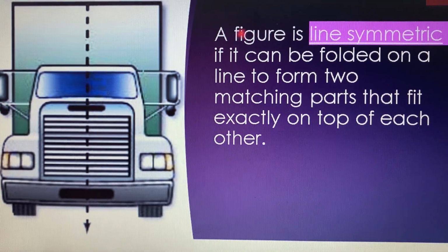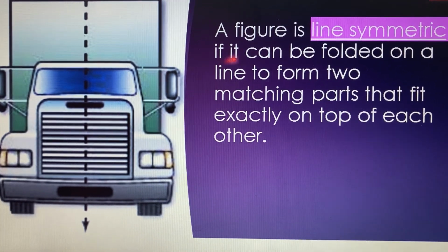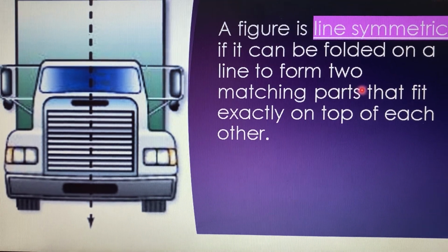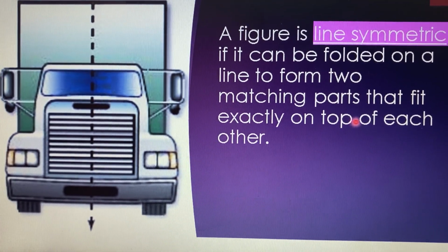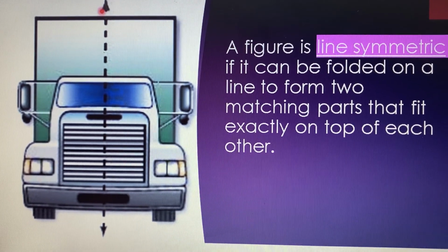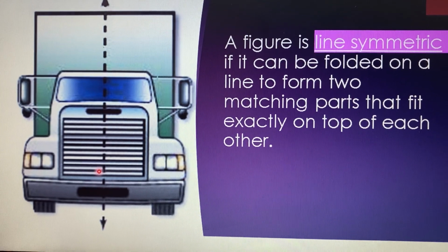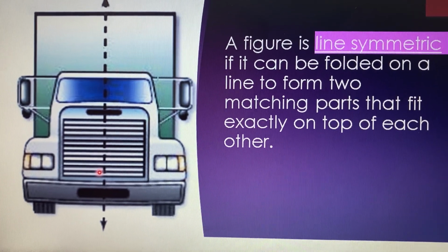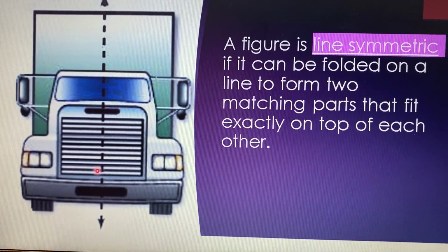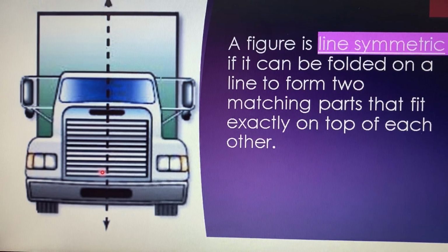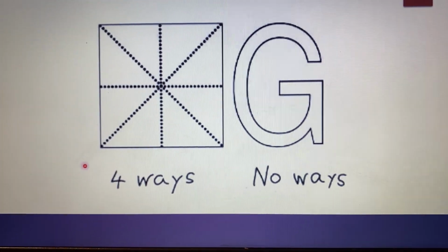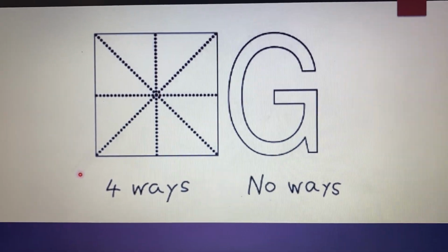A figure is line symmetric if it can be folded on a line to form 2 matching parts that fit exactly on top of each other. Look at this truck. It is a line symmetric figure because I can fold it one way so that if I put the first half on the other half, I'm going to have 2 matching parts. Sorry, but letter G is not a line symmetric figure, right? Because I can't fold it.